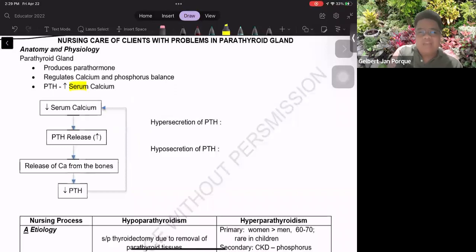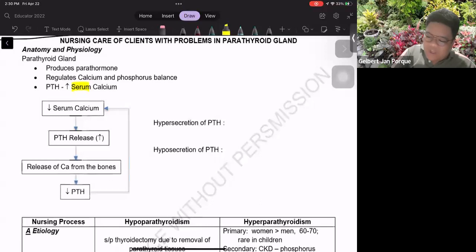Now, class, if parathormone can increase our serum calcium levels, from what part of our body is your parathormone getting this calcium? Sige na, I would expect your participation. Okay, very good, class. That will be your bones.